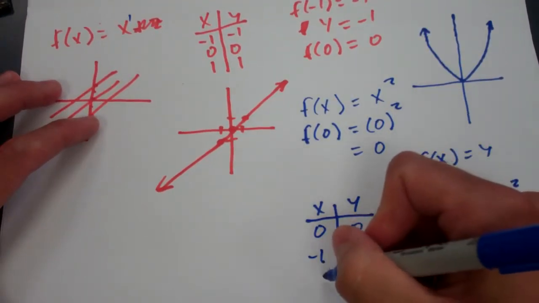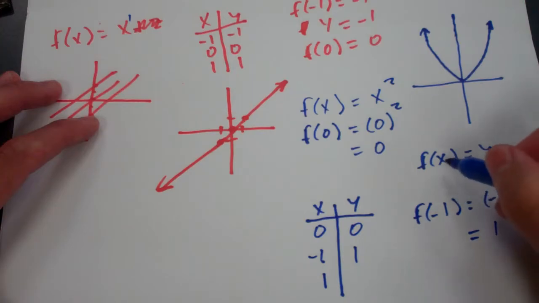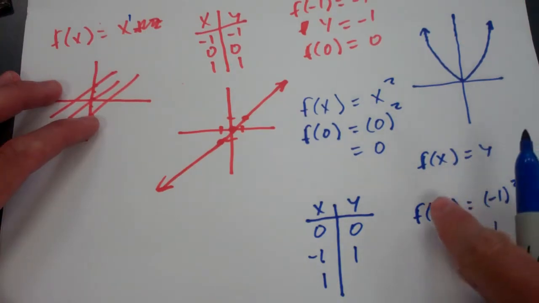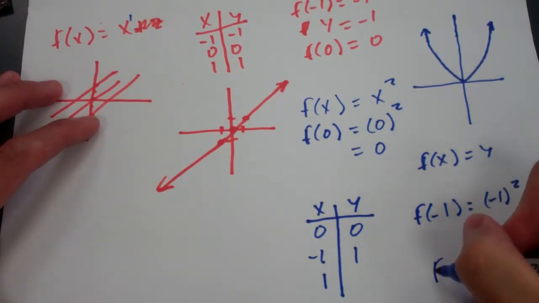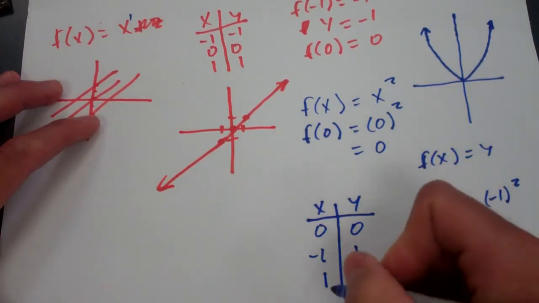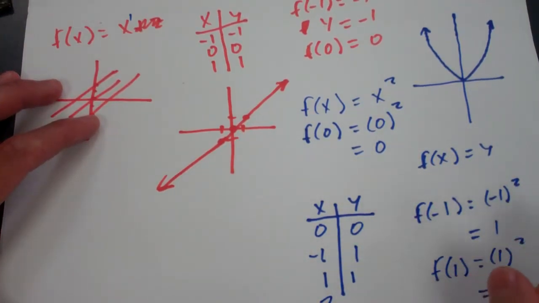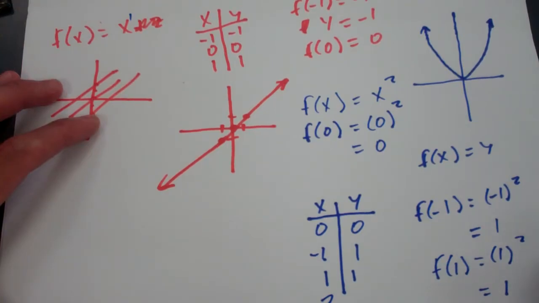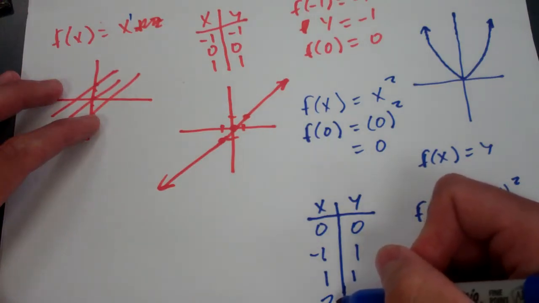If I plug in a 1, then you could probably see that f of 1 is equal to 1 squared, which is equal to 1. If I plug in a 2, it starts getting a little more interesting. Then we can see what's going on here. Then you have f of 2 is equal to 2 squared, which is equal to 4. So if I plug in a 2 for my x values, then I get a 4.